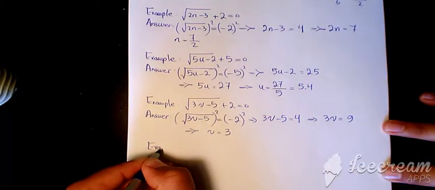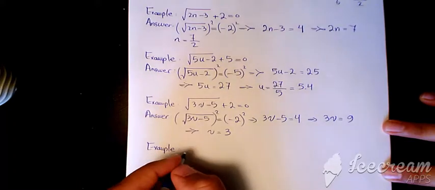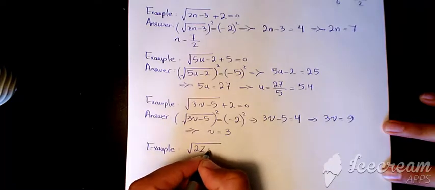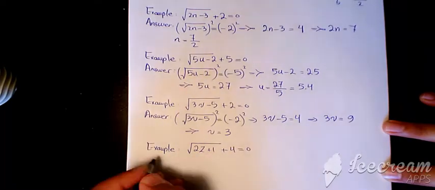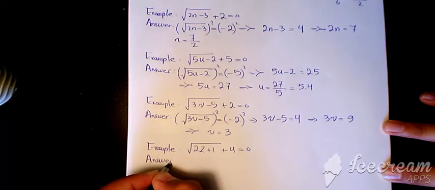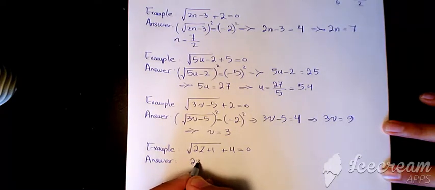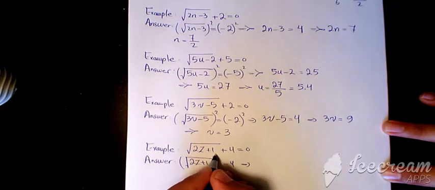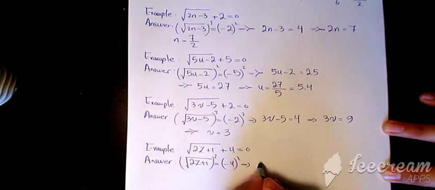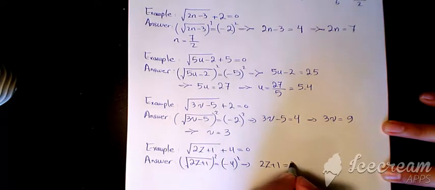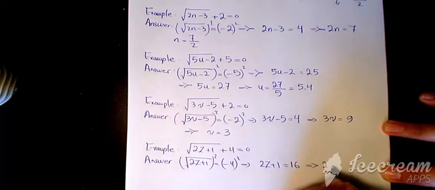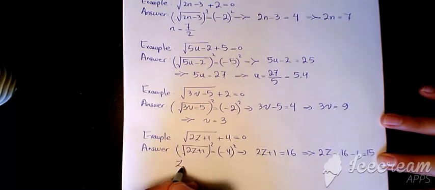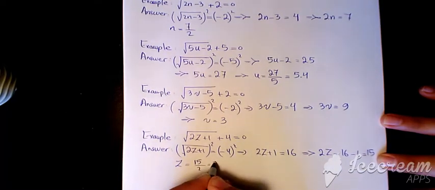Next example is square root of 2z plus 1, plus 4 equals 0. Answer will be 2z plus 1 equals negative 4. Then we squared both sides. Then we'll have 2z plus 1 equals 16. Then we can say 2z equals 16 minus 1, which is 15. Then z will be 15 divided by 2, or 7.5.